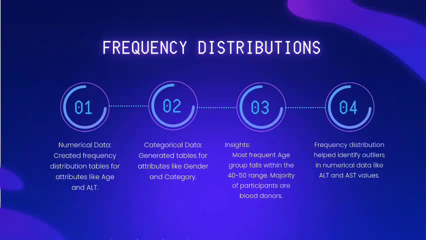Now moving forward to the next slide, frequency distribution. Frequency distributions were created for both numerical and categorical data. For example, the age attribute showed that most participants fell within the 40 to 50 range, while the categorical data revealed that most participants were blood donors. This analysis also helped us to identify outliers in attributes like ALT and AST.